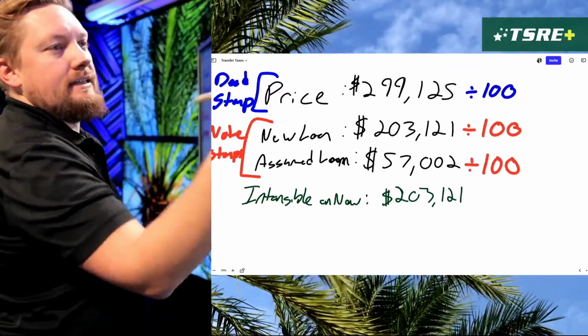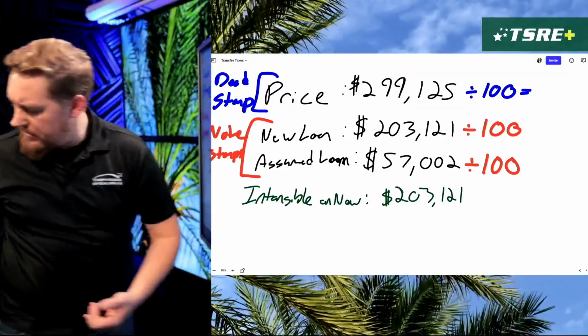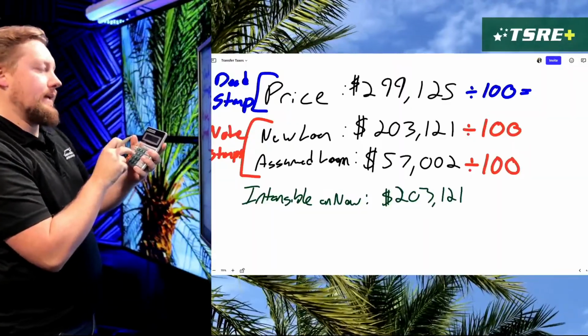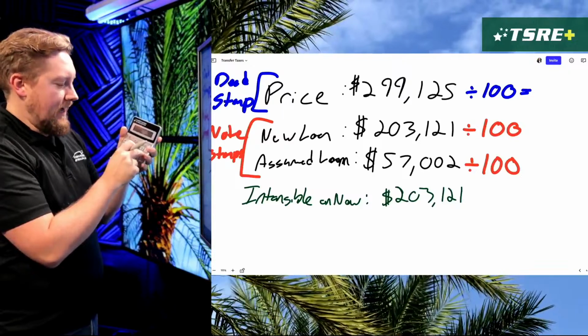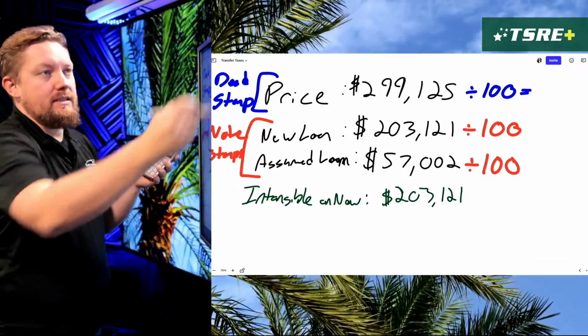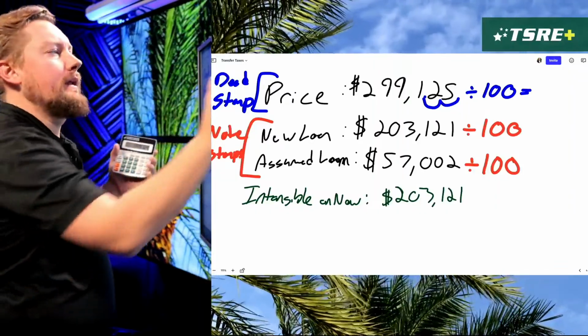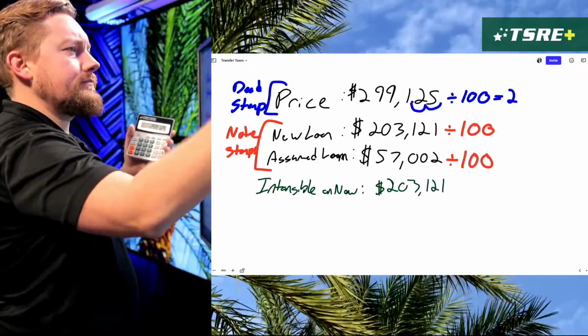So let's focus on the deed stamp up top here, because we're going to come up with the number of stamps needed. We're going to take our handy dandy calculator here of $299,125 and divide it by 100. We're basically just going to be moving 2 decimal places. That's another trick you can do with this here. But until that makes perfect sense, you just do it in your calculator.